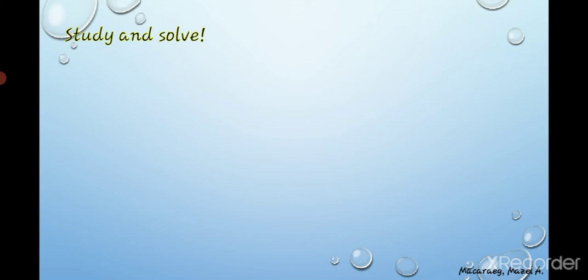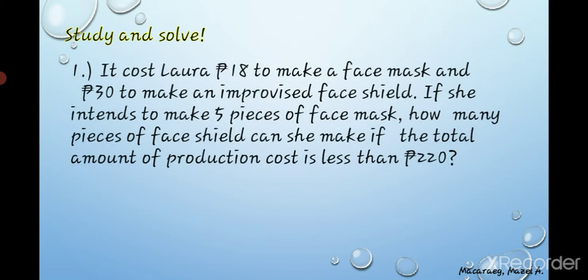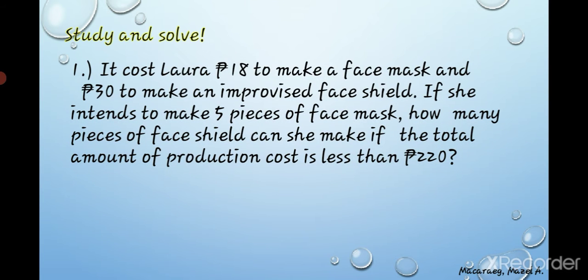Now we're going to study and solve. We have here the problem. It costs Laura 18 pesos to make a face mask and 30 pesos to make an improvised face shield. If she intends to make 5 pieces of face mask, how many pieces of face shield can she make if the total amount of production cost is less than 220 pesos?